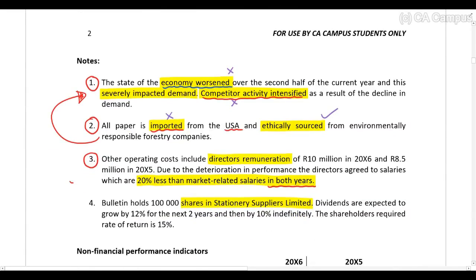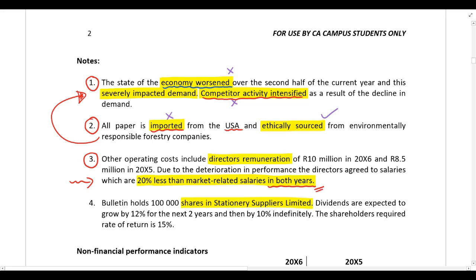If the directors of Bulletin have agreed to salaries that are 20% less than market-related salaries, and if all other companies in the industry are still paying their directors market-related salaries, then obviously this is a potential reason as to why Bulletin's operating profit margin is better than the industry average. So just be careful when you are using this as a reason.